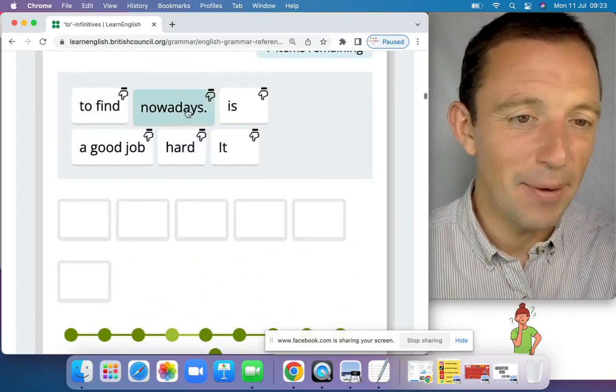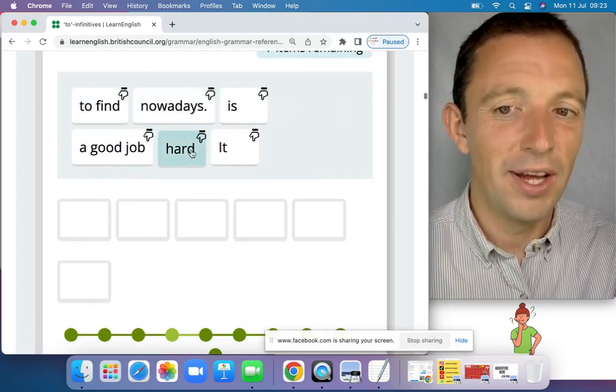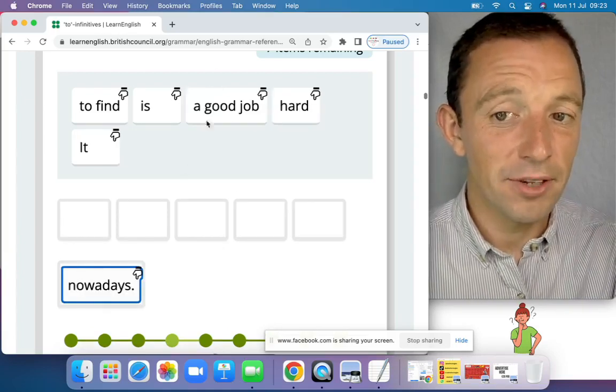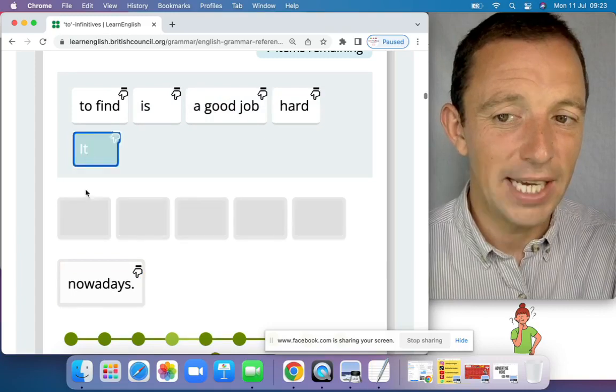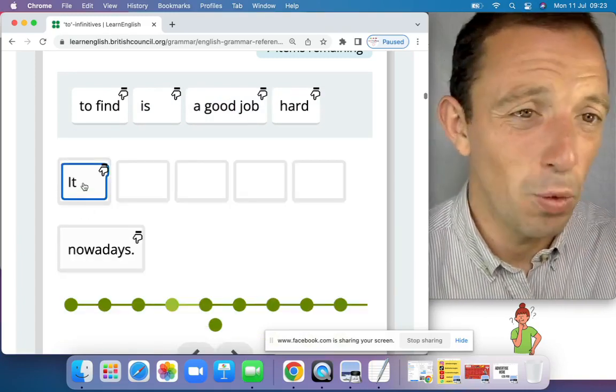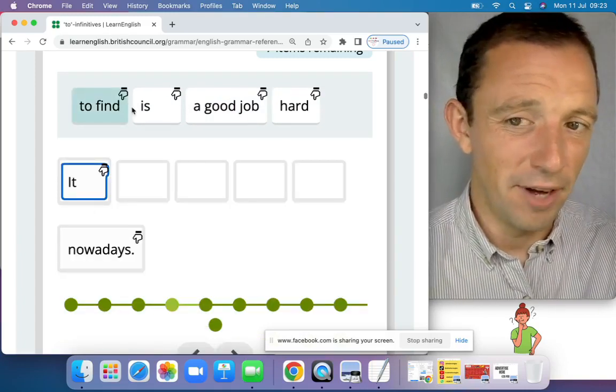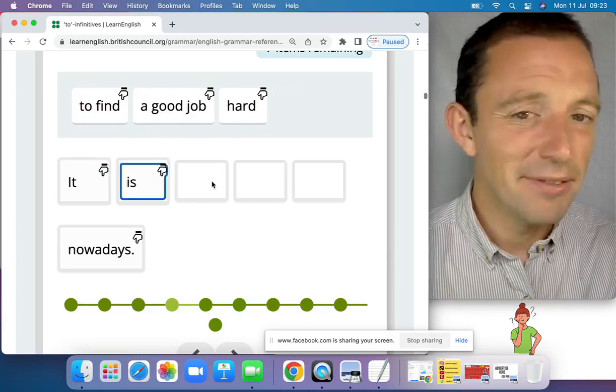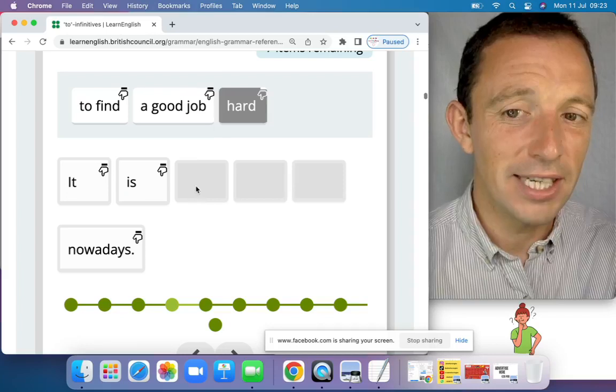Hard to find nowadays is a good job, it. Last word is the full stop. Nowadays, first word is the capital letter, it. It is the subject, therefore we need the verb. The verb is to find, or the verb to be. It is adjective, hard, it is difficult, it is hard.